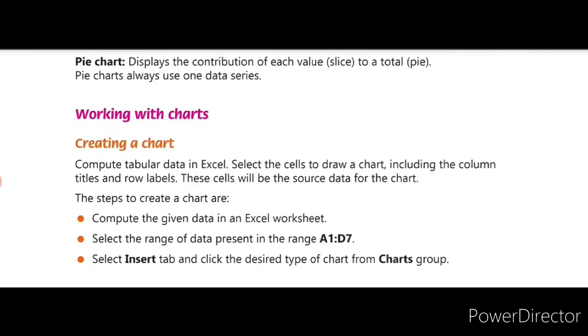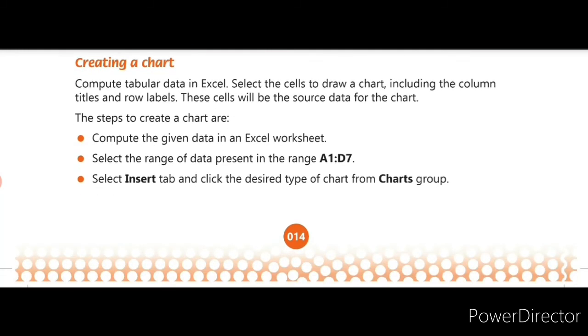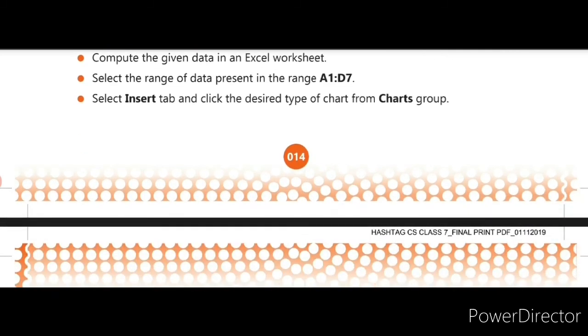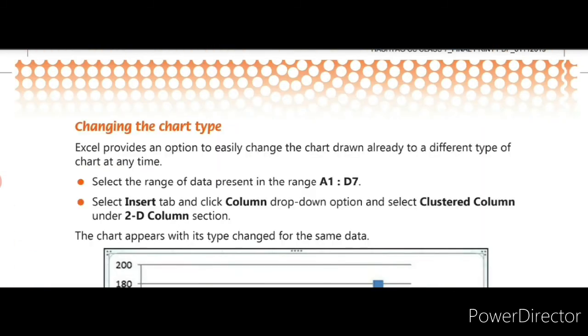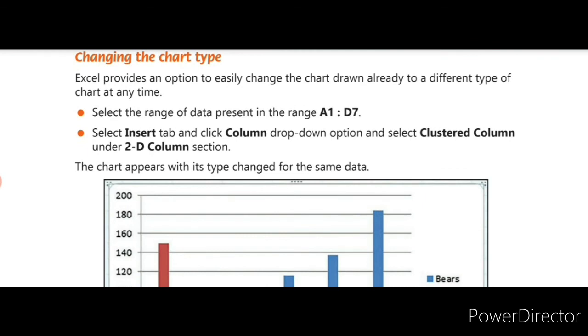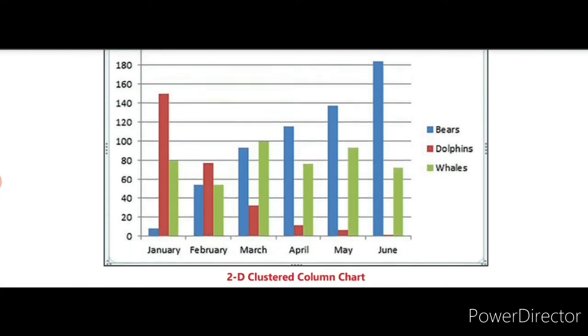Next we have seen how to work with charts, how to create a chart. So we need to enter the data in the form of a table in Excel. Then we select the cells in the data range, then click the insert tab, then select the desired type of chart from the charts group. Likewise we can also change the chart type. Even if we have selected one particular chart type, we can change the chart type for the same data. For that we select the data range, then the insert tab, then click a different chart type. Okay, so this is how your chart will be presented in a different chart type.